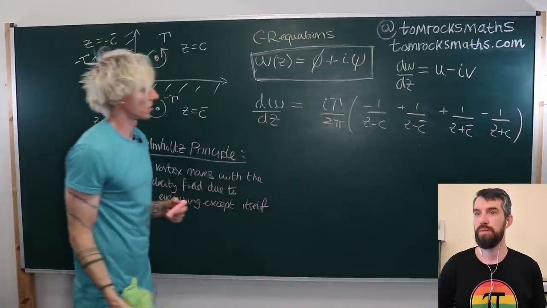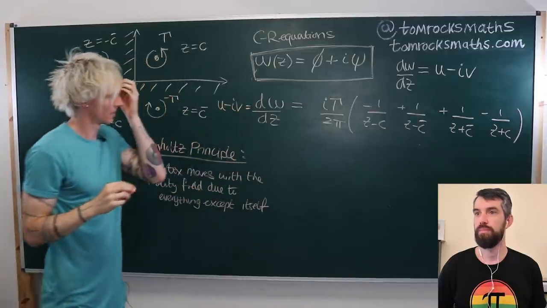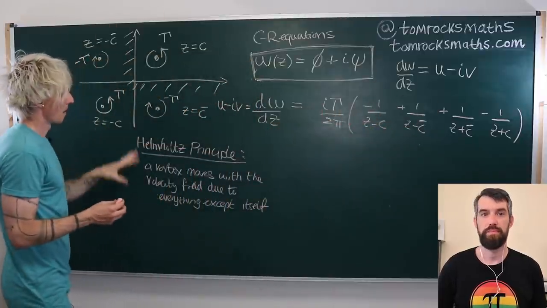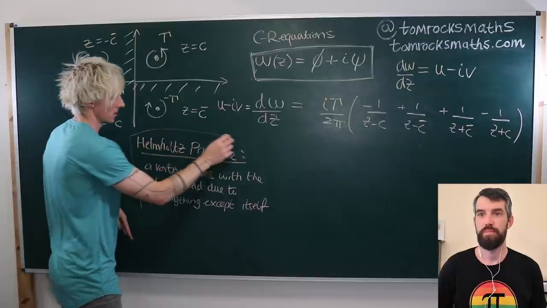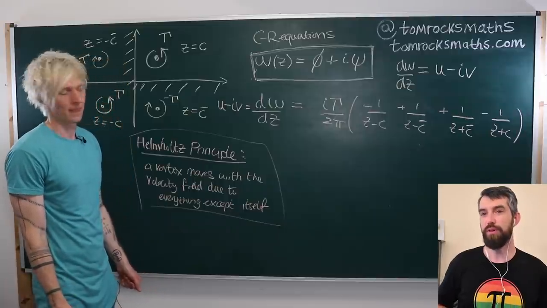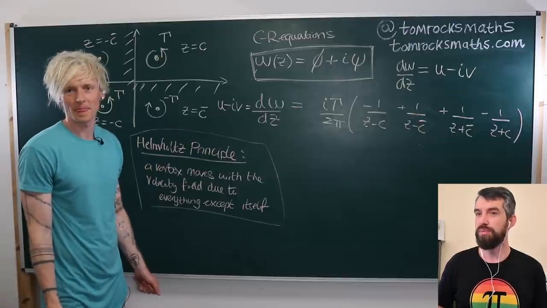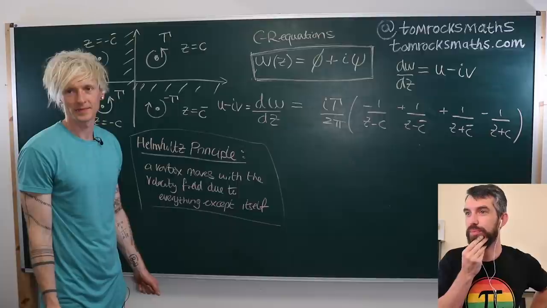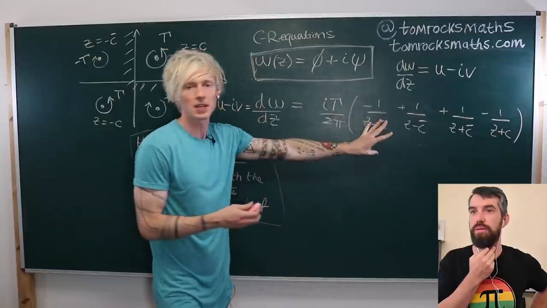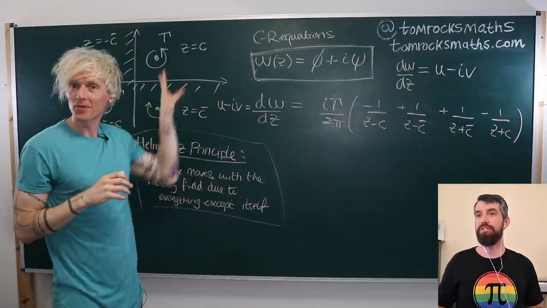which of course is equal to u minus iv. Now, this is the general velocity field for this whole problem. But we have to now apply Helmholtz's principle. So which term do we ignore? Okay, so the principle is the vortex moves with the velocity field due to everything except itself. But you're implying that this means we get to ignore some terms. Yes, because at the moment we've got four terms, each bit of this velocity has come from one of our four vortices.